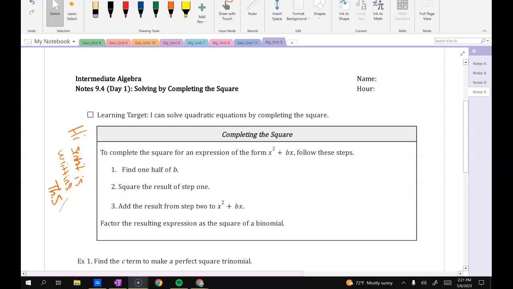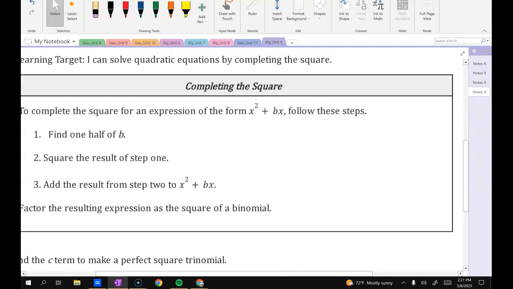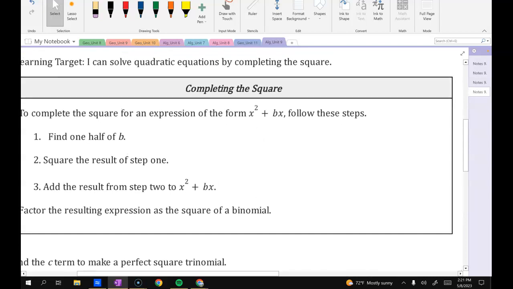So today we are solving by completing the square. Completing the square is a process that we're going to use to solve quadratics. We did it by graphing, we did it by solving equations. Now we're going to have another way to do it. So completing the square, we're going to be making perfect squares based on a perfect square trinomial.